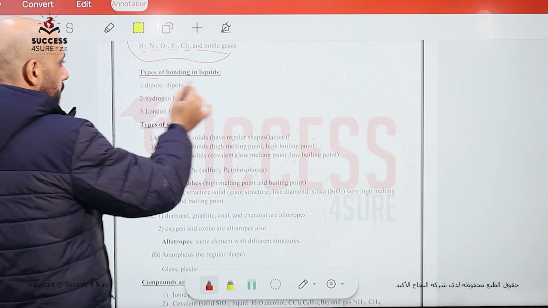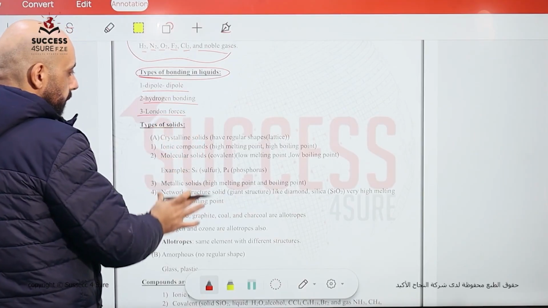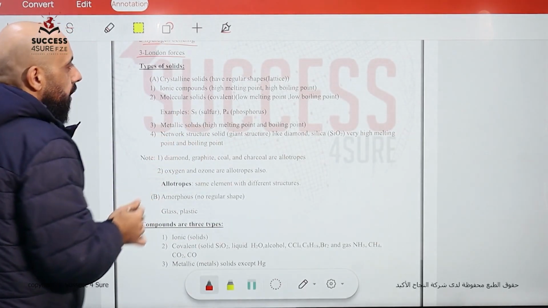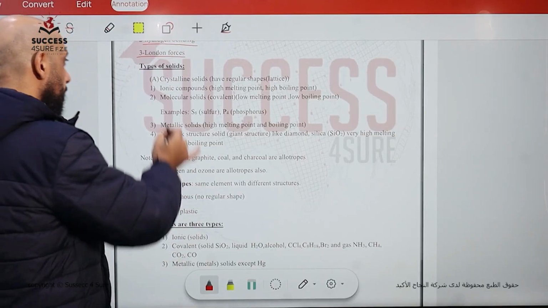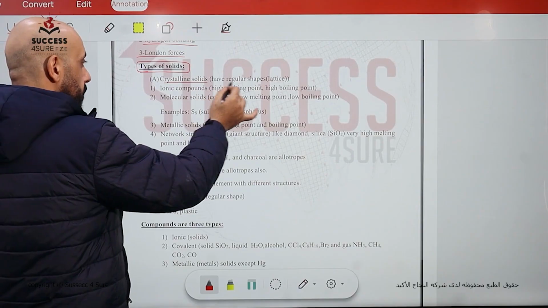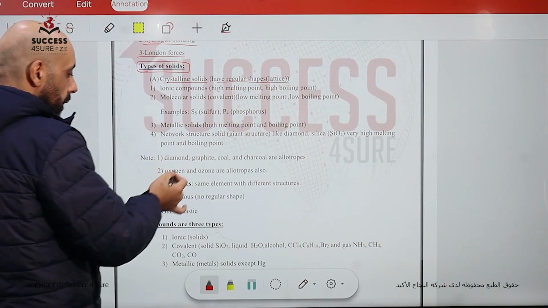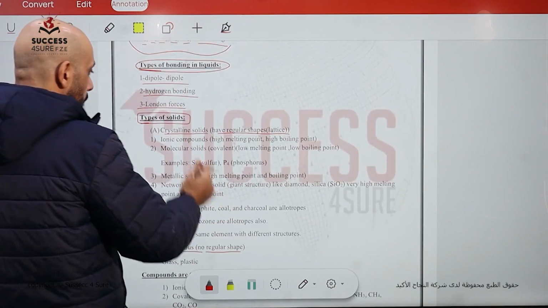Here, mind you, the type of bonding in the liquids is dipole-dipole, hydrogen bonding, and London force. Now we're going to go inside the solid and start talking about the types of solid. Actually, we have two types of solid. The first one is a crystalline solid, which has a regular shape or lattice. And the other one is amorphous, which has no regular shape or lattice.